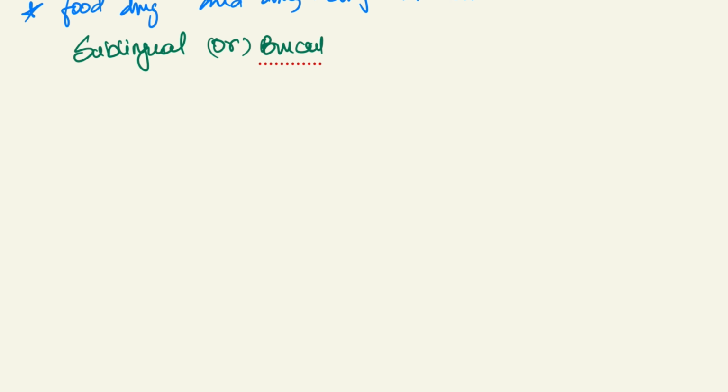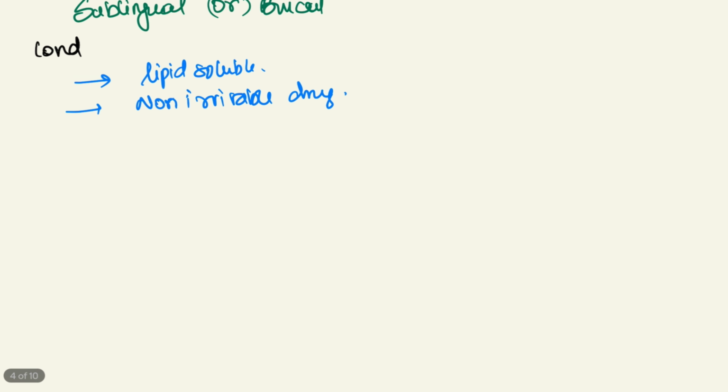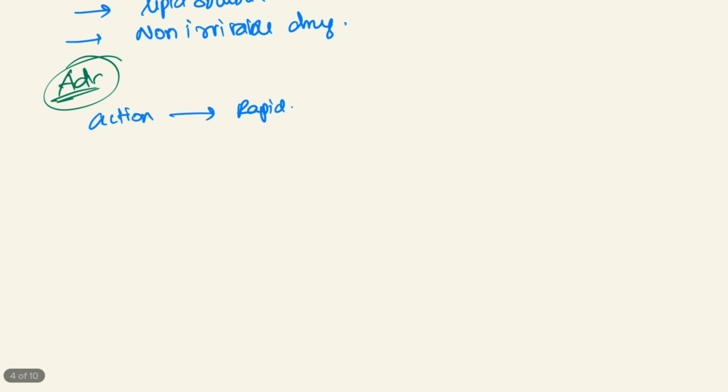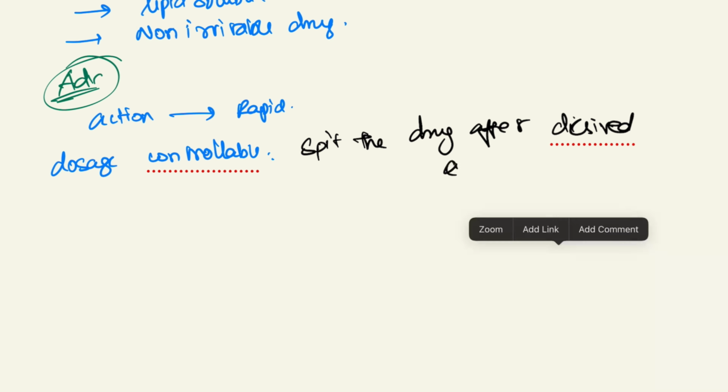Okay, next, sublingual or buccal. What are the conditions for sublingual? It should be lipid soluble and non-irritable, because we are giving it through the buccal route, through the mouth. So it should be non-irritable to avoid infections and some rashes. Advantages: action is rapid. Why is the action rapid? Because the sublingual vessels absorb the drug very fast.